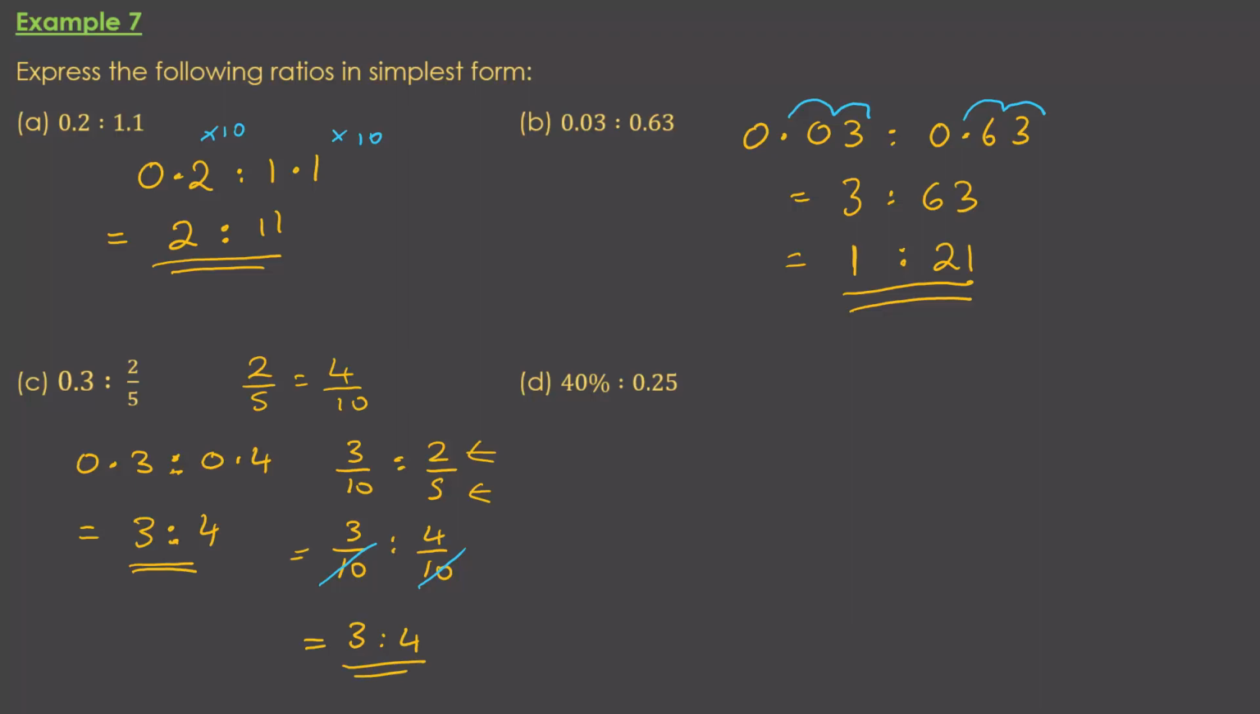40% to 0.25. Well, let's think about going percentage to decimal. Percentage to decimal, we divide by 100. So 40% is 0.4. And then this one is 0.25. And obviously we could have done this one by changing this to a percentage as well. We'll look at that in a moment.